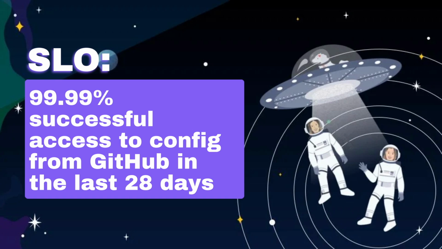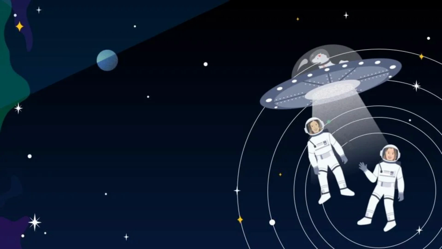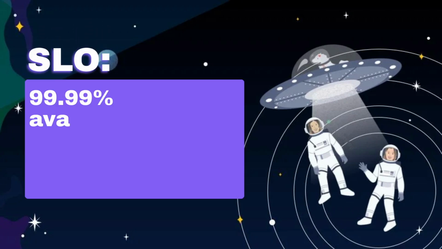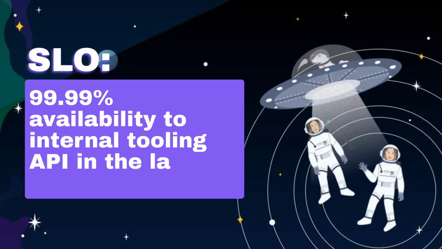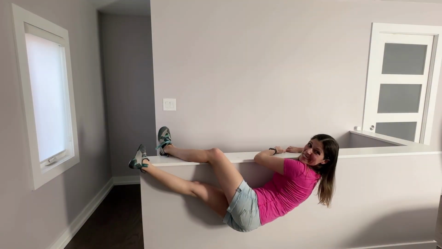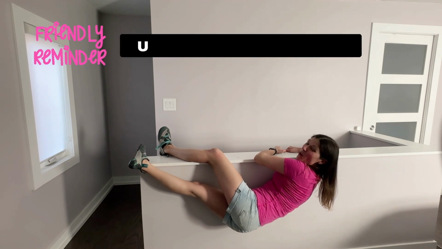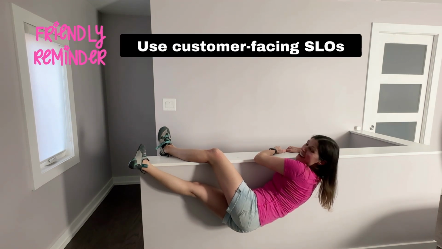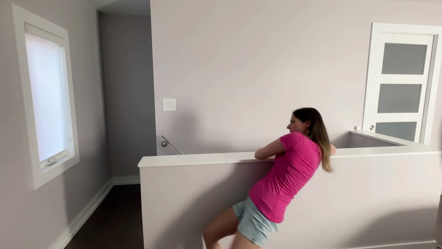99.99% successful access to config from GitHub in the last 28 days. Or how about 99.99% availability to internal tooling API in the last 28 days? Well, not exactly. That would not be a customer-facing SLO, and this was a configuration issue, so a better SLO would be something like this.